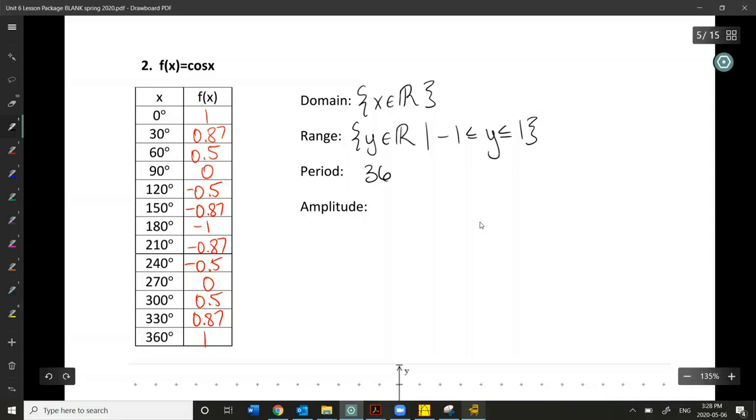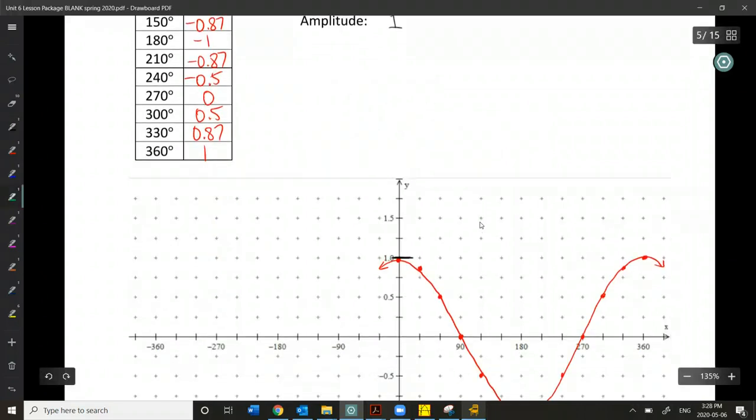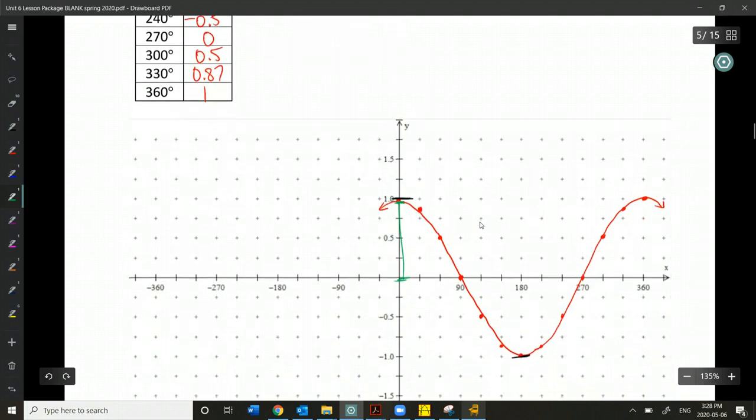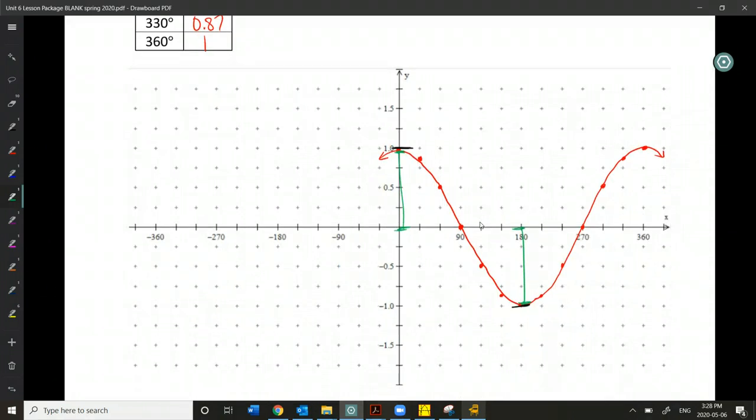Okay, the period also is 360 degrees. And the amplitude will be 1 as well. Okay, remember this is a displacement from the resting position to the maximum and the resting position to the minimum. So that's 1 unit. Okay, for your homework as well, you're going to extend this graph back in this direction all the way to -360.